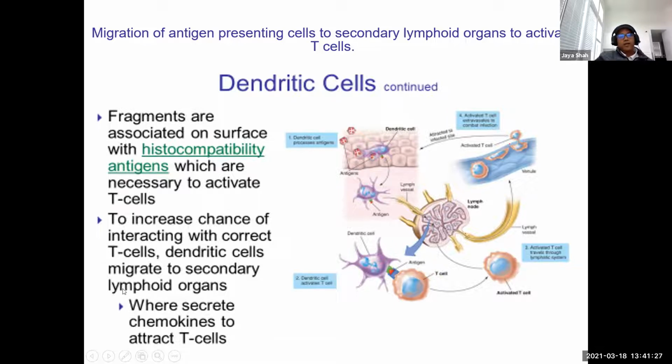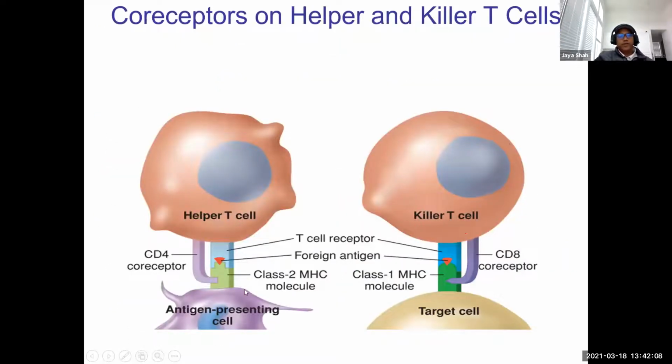This increases the chance of interacting with the correct T cell. Dendritic cells migrate to secondary lymphoid organs where they secrete chemokines and attract T cells. When the dendritic cell binds with antigen, it secretes chemokines, and those chemokines then activate B cells, and then B cells produce other cytokines, and then they activate T cells and B cells again. It's complex, but here you need the help of helper T cells. Okay, so what does an activated T cell do? Here you go.